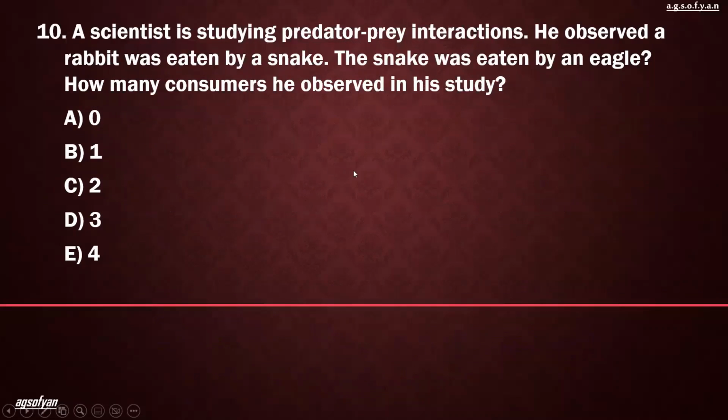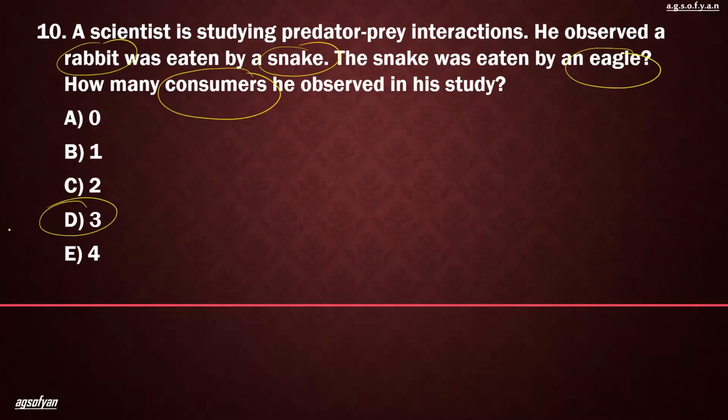Now, a scientist is studying predator-prey interaction. He observed a rabbit eaten by a snake, and the snake eaten by an eagle. How many consumers? 3. Rabbit is a consumer, snake is a consumer, eagle is also a consumer. So 3 consumers over there.